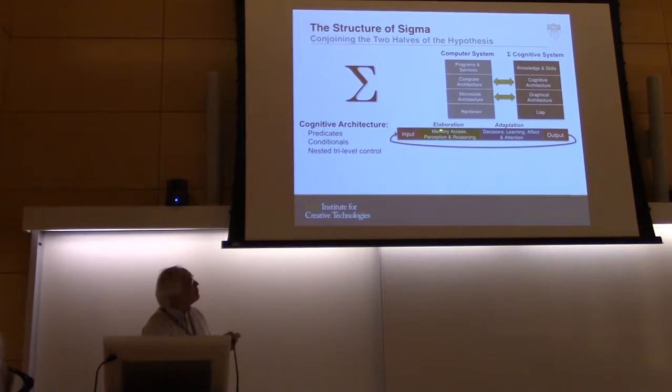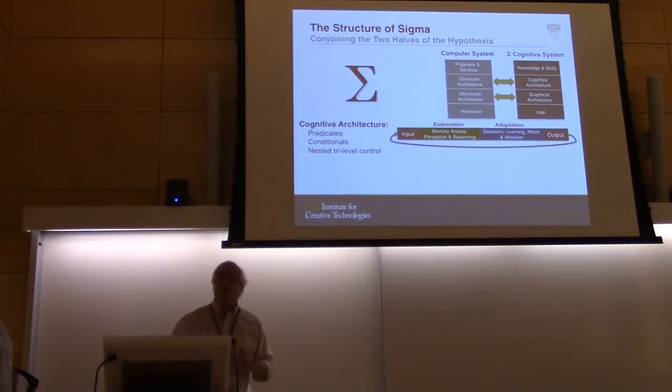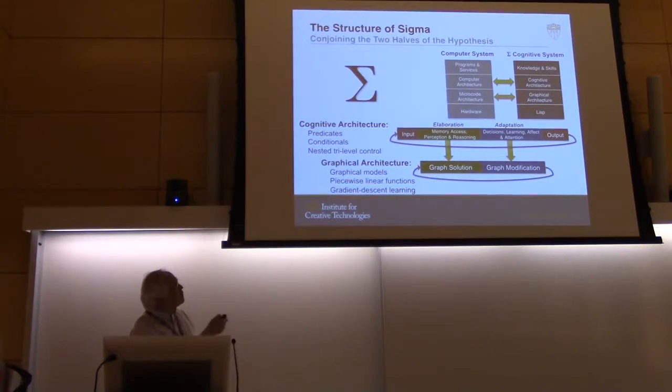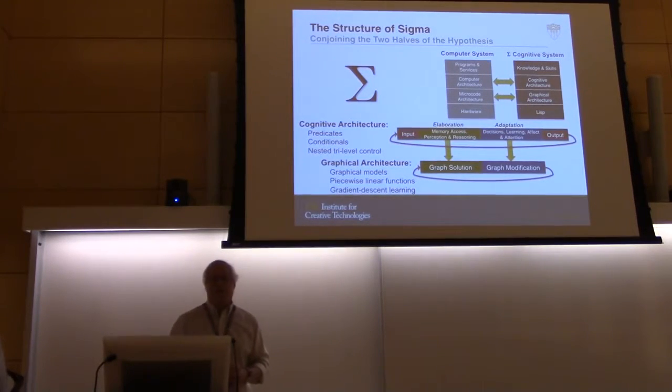Elaboration is a variety of things, including accessing long-term memories, processing perceptual information, reasoning, and so on. That all happens in here. Adaptation then makes decisions, it learns, does other things like appraisals for emotion, attentional mechanisms, and so on. When we get to the graphical architecture, that's where graphical models come in, along with some other stuff, including the learning algorithm that's down there. The key thing, though, is that the graphical architecture actually implements the cognitive architecture. So elaboration is completely accomplished by solving graphs, adaptation completely accomplished by modifying these graphs.